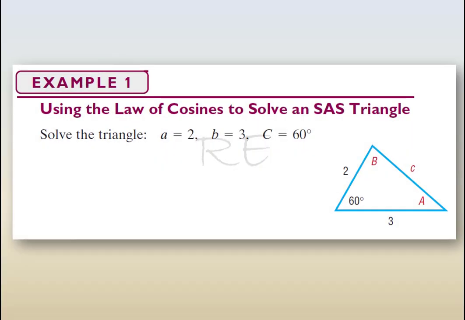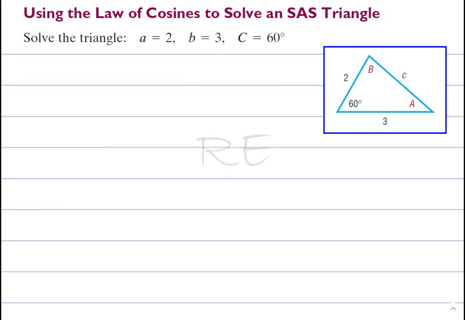We use the law of cosines to solve an SAS triangle, a side-angle-side triangle. C squared is equal to A squared plus B squared minus 2AB cosine angle C. This is the formula for the law of cosines.